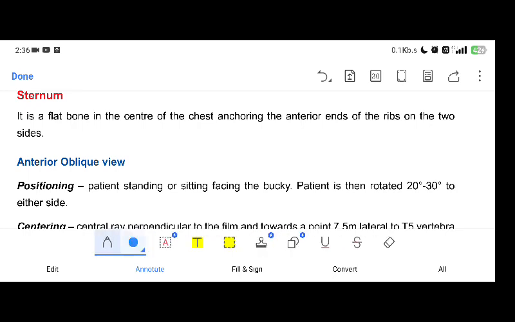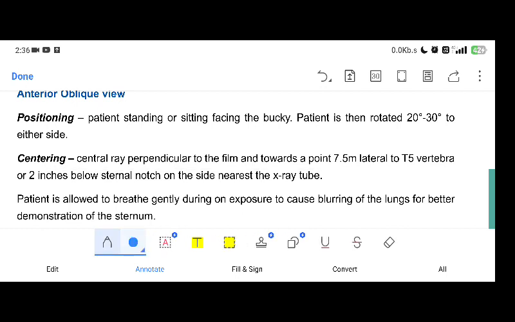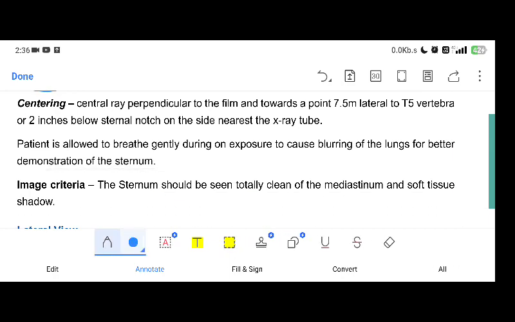The sternum is a flat bone in the center of the chest, anchoring the anterior ends of the ribs on the two sides. For the anterior oblique view of the sternum, the patient is standing or sitting facing the bucky, and is then rotated 20 to 30 degrees to either side. The central ray is perpendicular to the film and directed towards a point 7.5 centimeters lateral to the T5 vertebra, or 2 inches below the sternal notch on the side nearest to the X-ray tube.